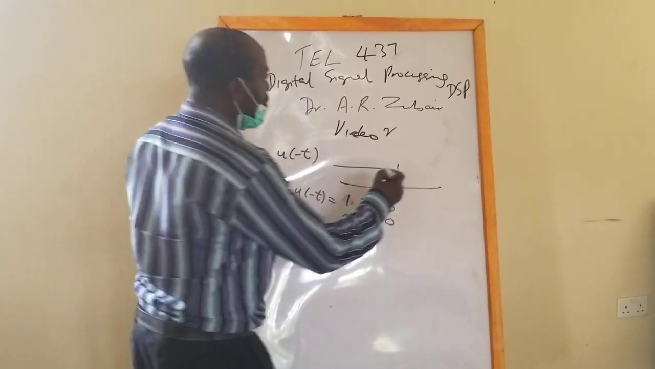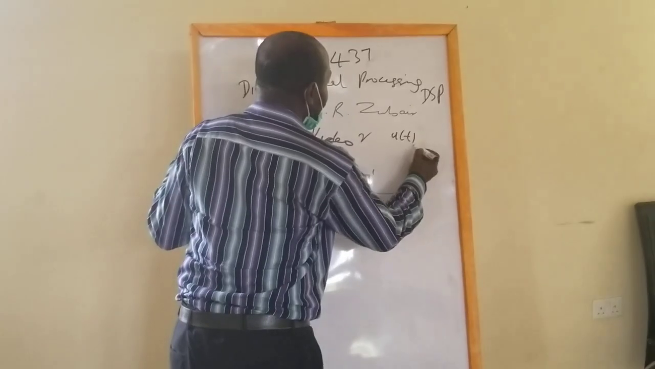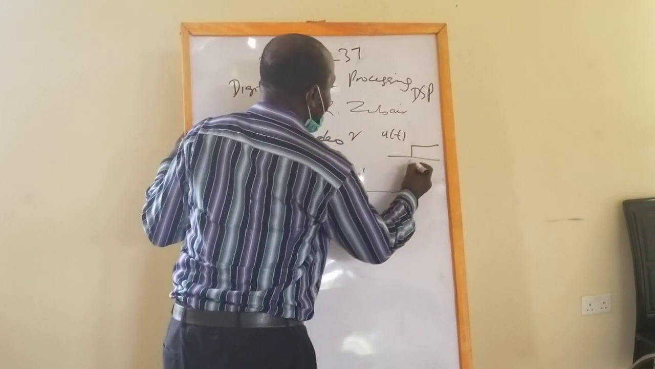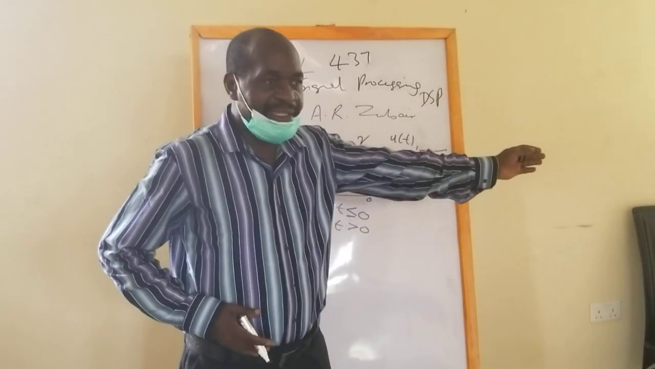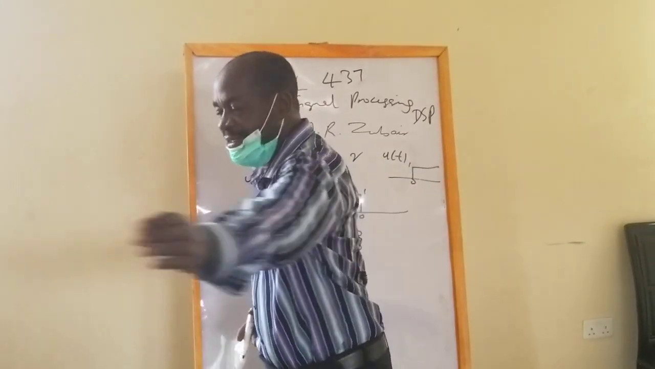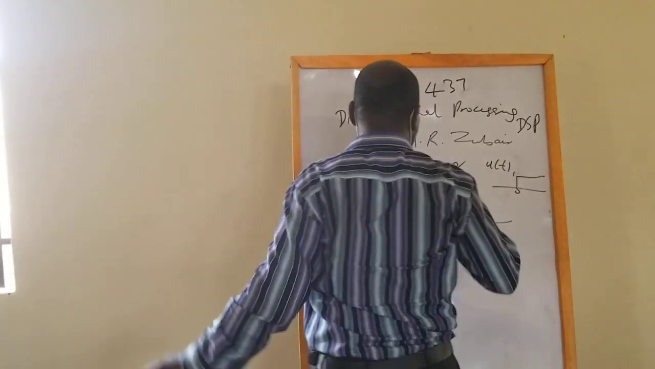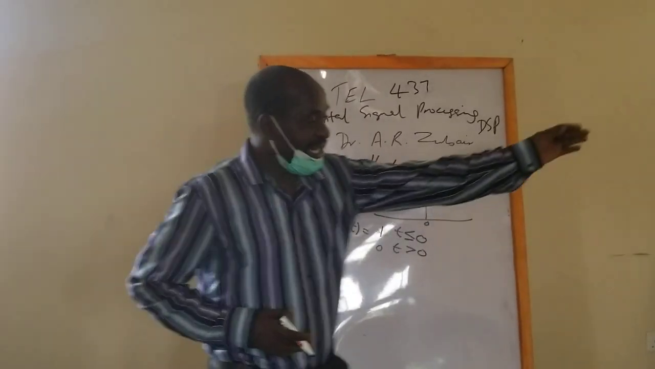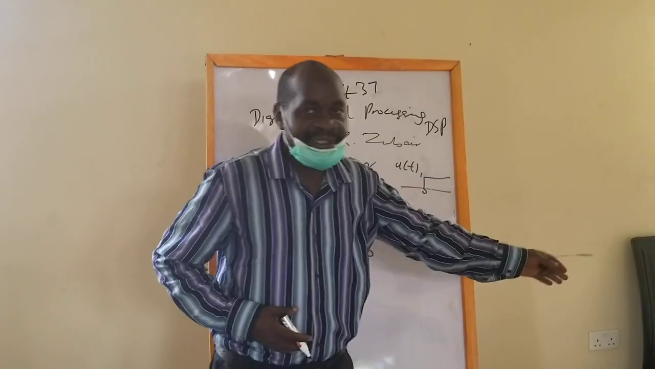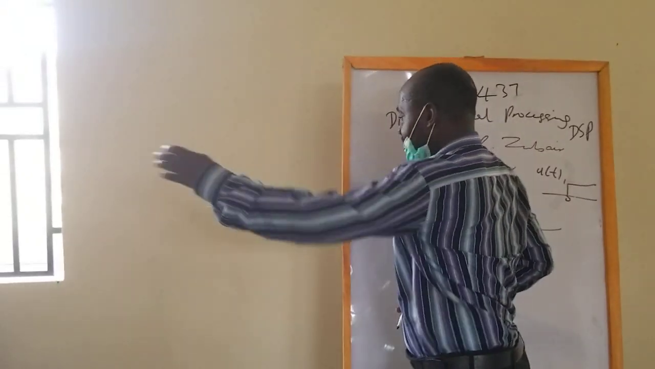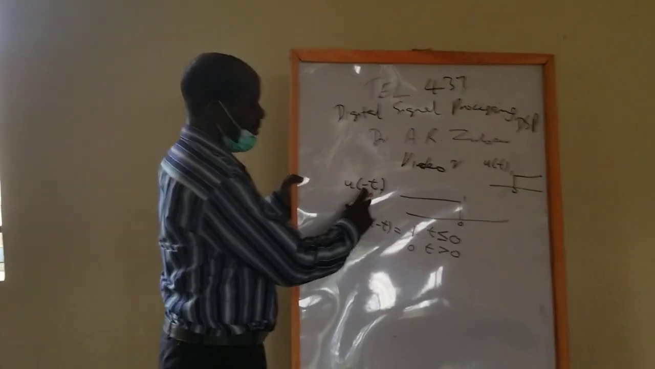You remember your u of t. Your u of t used to be like this. There will now be a reversal about 0. So instead of it going that way, that is to my right, it will now go to my left when it becomes u of minus t.